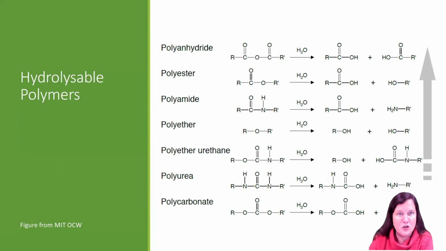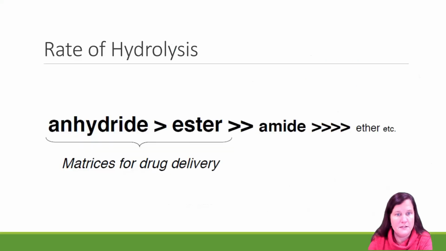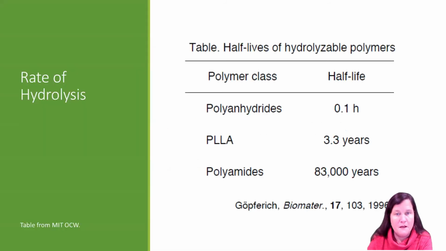Ureas and carbonates are also possible to hydrolyze, but they don't hydrolyze at an appreciable rate. So just trying to show you the relative rates. Polyanhydrides are by far at the top of the list. They hydrolyze the fastest. Next are aliphatic polyesters, and then there's really a big change between the remainder on this list. Another way to look at it, we've got anhydrides and esters, and they're just much, much faster than amides and any other of the bonds I just mentioned. And here are the half-lives of these hydrolyzable polymers. So you can see the half-life of an anhydride is very short.